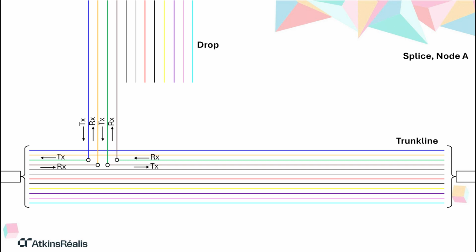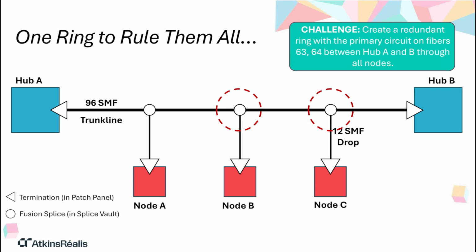And you just repeat that same process at node B and node C. Yeah. Cut the backbone fibers, splice to the drop, terminate the drop, jumper to the switch. Exactly. You replicate that pattern at each intermediate node.